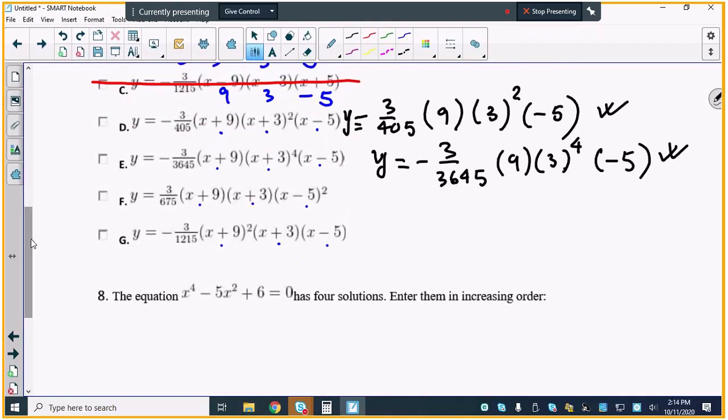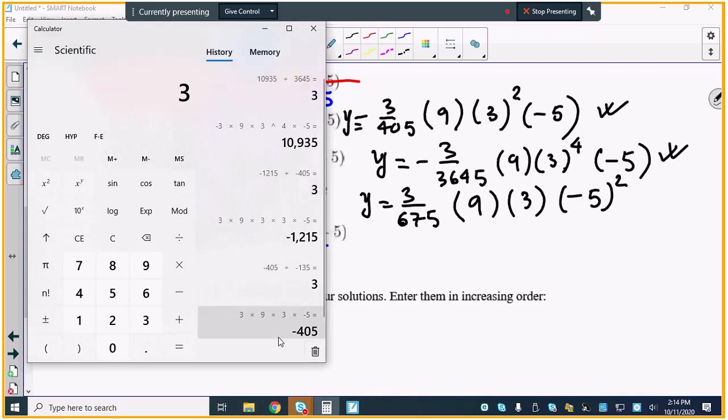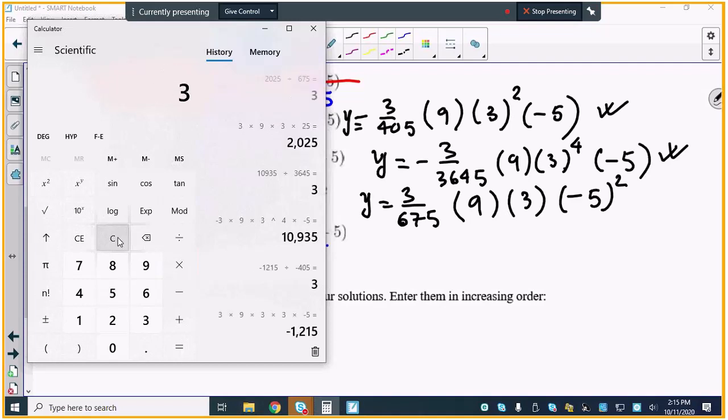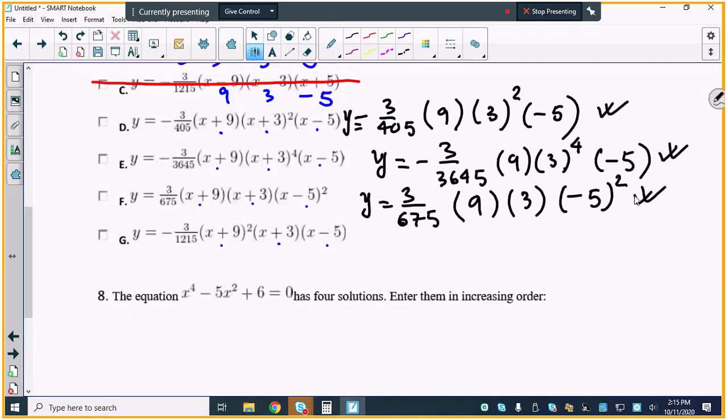Next one. You have 3 over 675. So y is equal to 3 over 675 times, I'm putting x equal to 0, so I get 9 times 3 times, this time you have negative 5 to the power 2. So let's find it out. I can actually forget about the minus because the minus is squared, so I will eventually get a positive answer. So start with 3 times 9 times 3 times 5 squared, which is 25. And then I divide that by 675. I still get 3. So this is also nice, y-intercept wise.